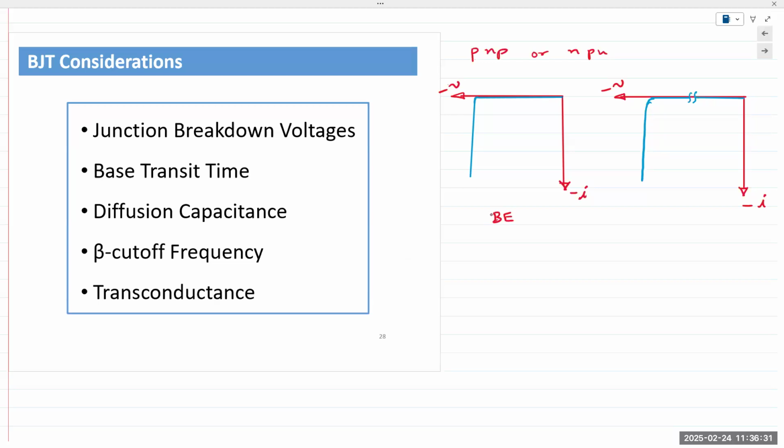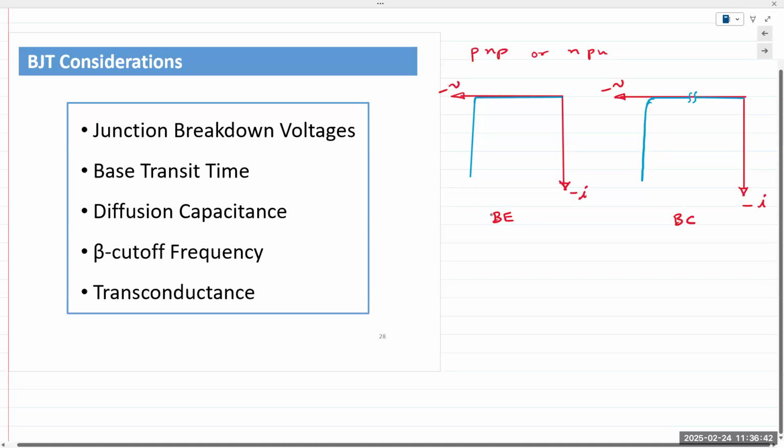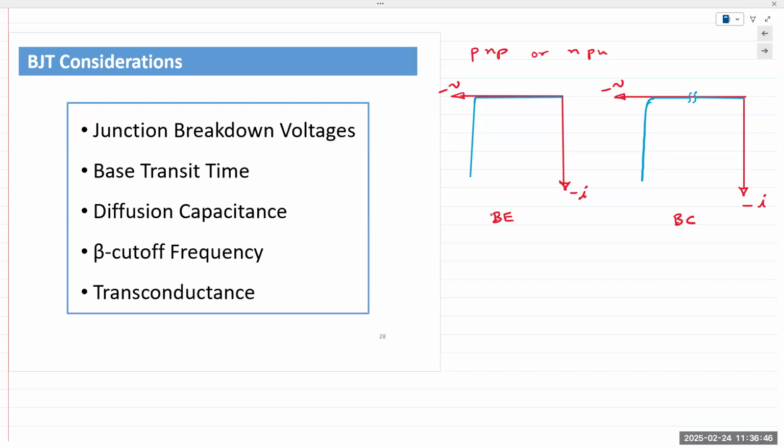This is the base emitter. And this is the base collector reverse bias junction. No, it's a reverse bias PN junction. We're just talking about reverse breakdown. So it doesn't matter whether PNP or NPN, the discussion would apply to both.